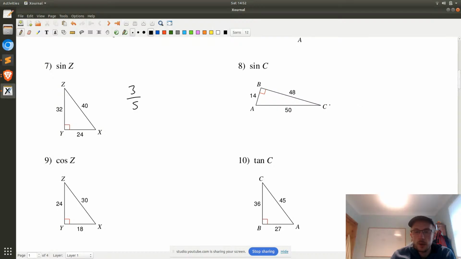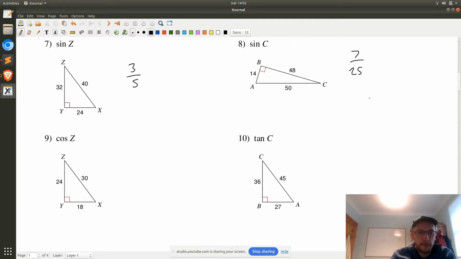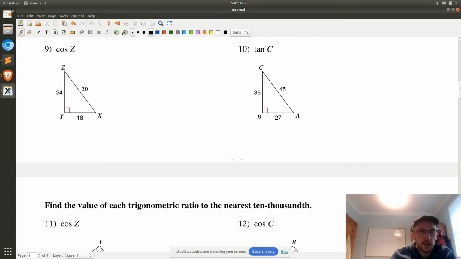Sine of C would be 14 over 50, which reduces to 7 over 25. Cosine of Z would be adjacent divided by hypotenuse, so 24 over 30, which reduces to 4 over 5. Tangent of C would be opposite over adjacent, which is 27 over 36, which reduces to 3 over 4.